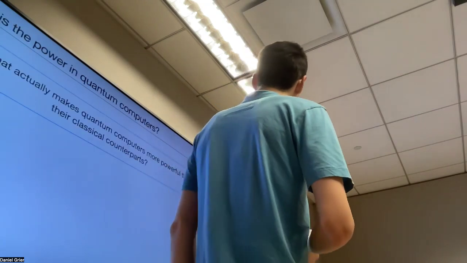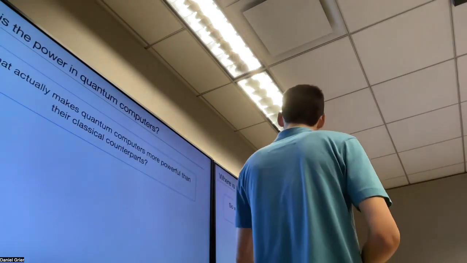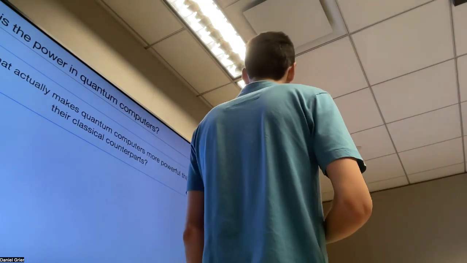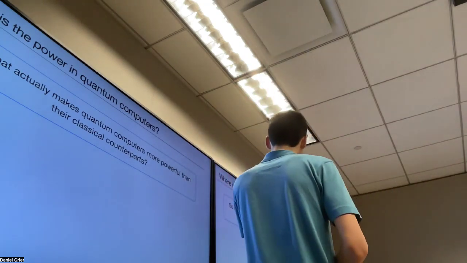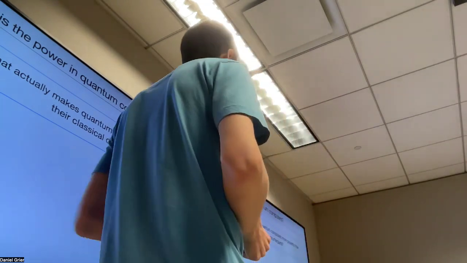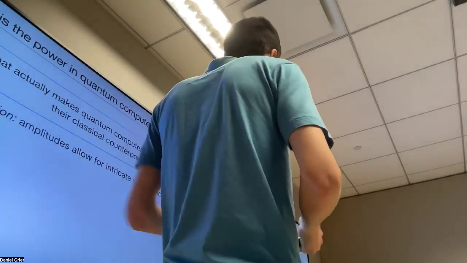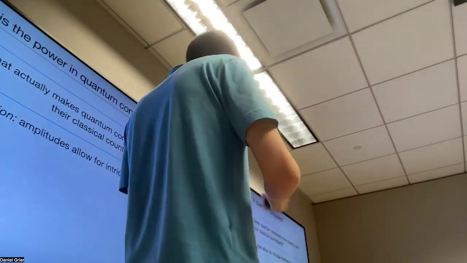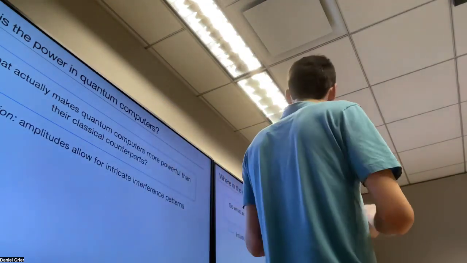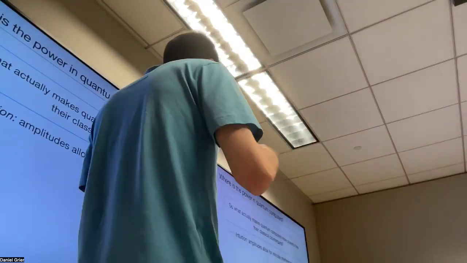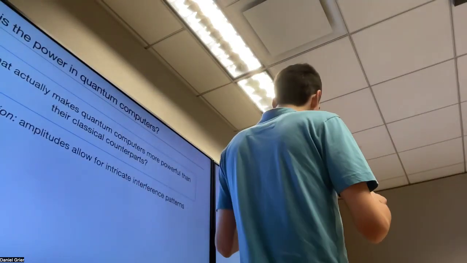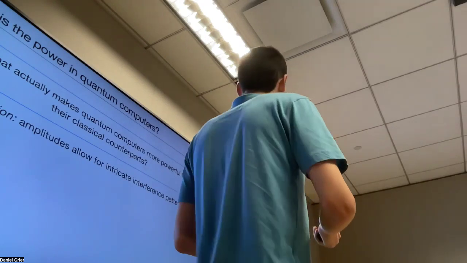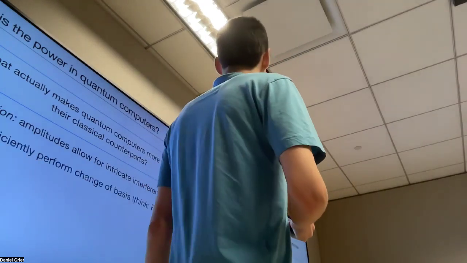Okay, so I think this is my final slide. What actually makes quantum computers more powerful than their classical counterparts? The high-level intuition is what we've been talking about: these amplitudes allow for intricate interference patterns that, if you're very careful, let you do certain kinds of algorithms that you wouldn't be able to use before.